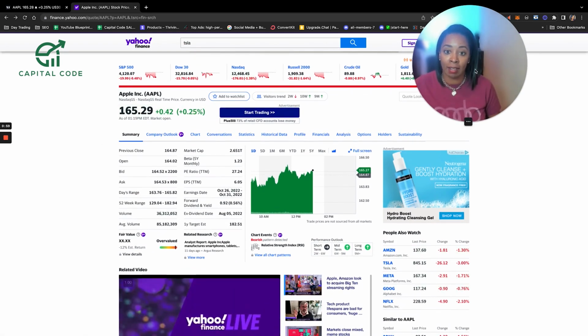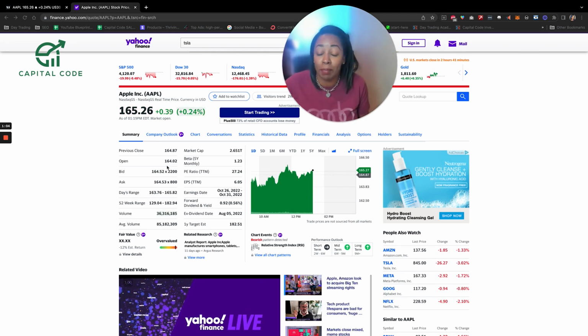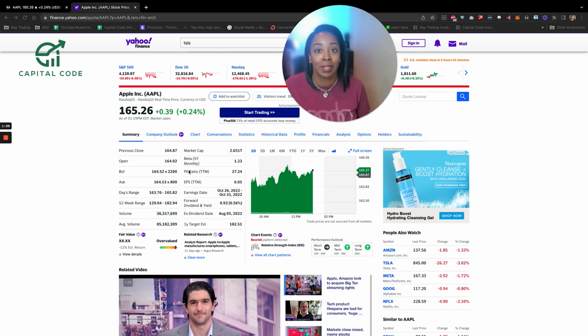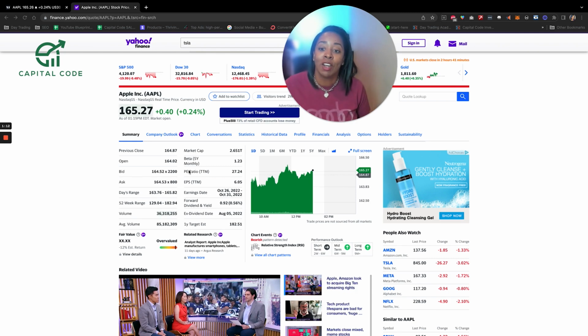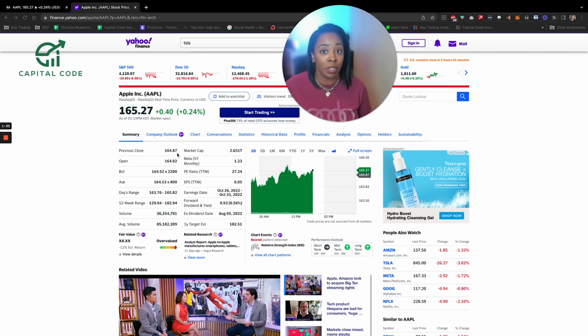So inside of this area, there's definitely a lot of information and it can be overwhelming. I know I was overwhelmed when I first started looking at this stuff, but there's a lot of useful information here. So if we look at this chart, we can see currently that it's up 40 cents and it's fluctuating because the market is still open and it's still a few more hours before it closes. So one thing we notice right here is the previous close of 164.87. So the previous close is the price from yesterday.